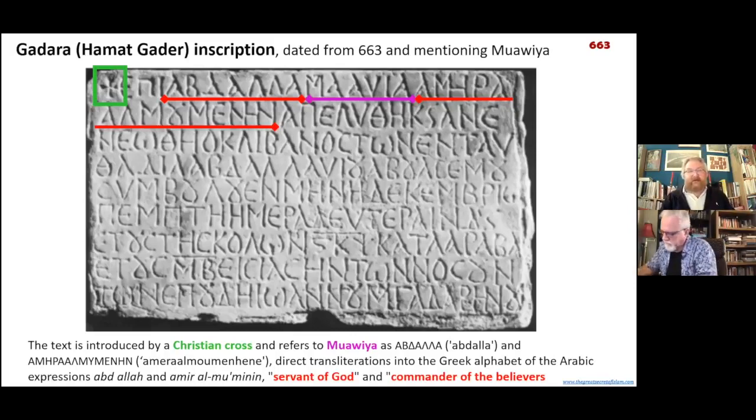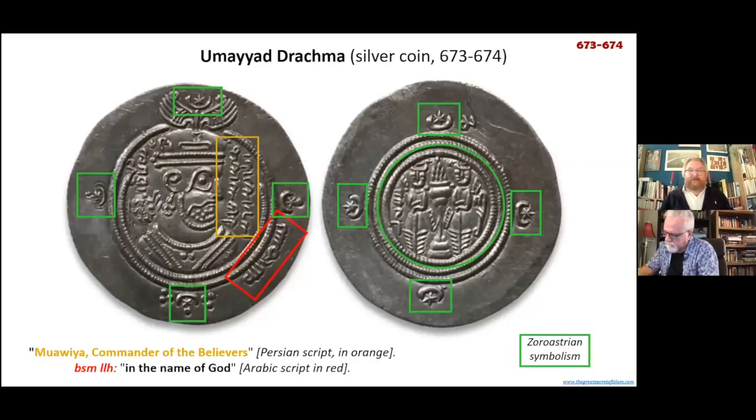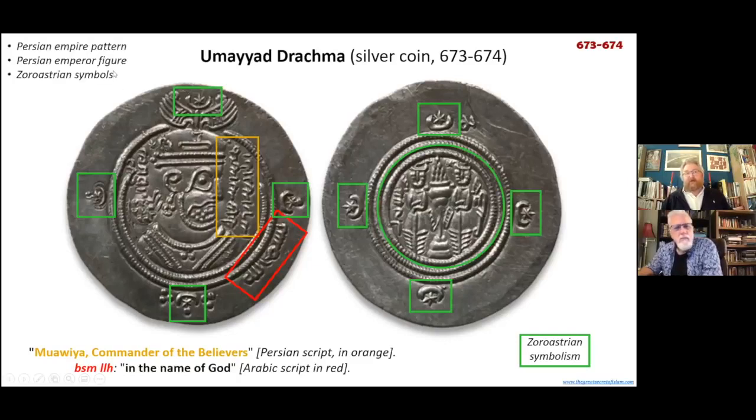And we have other evidence like this. We have in the East other coins. This one is still being minted with the Bismillah. And this one is interesting because we have the name Muawiyah, commander of the believers, here in Persian script, here in the orange square. And we see that even though Muawiyah is the commander of the believers and claims to rule in the name of God, he still uses the Persian Empire pattern for his coins, with the Persian Empire figure, not his figure, but the Persian Emperor's figure. So still, this is not Islam, even though he is commander of the believers and he rules in the name of God.